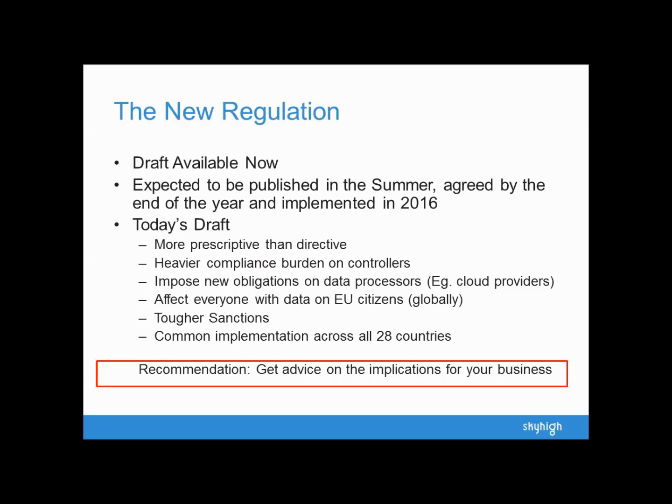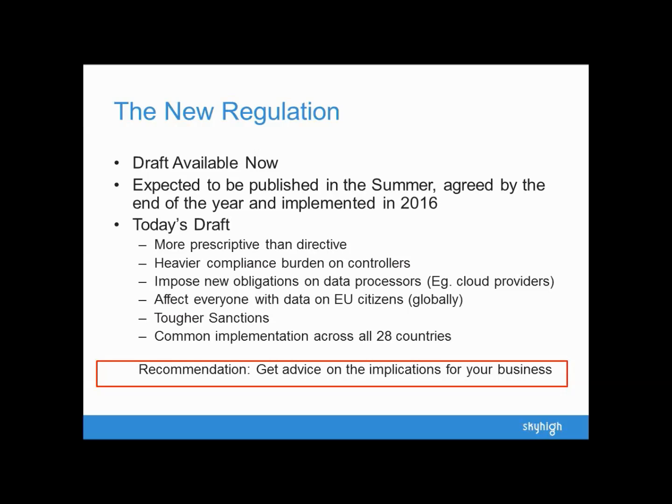The sanctions themselves are very much tougher. Now, I'm sure that will be something that's being lobbied hard to change, but they go up to potentially 5% of global revenue. And as I said earlier, because it's a regulation, there'll be a common implementation across all 28 countries. And our recommendation is keep watching, keep looking for updates to this.